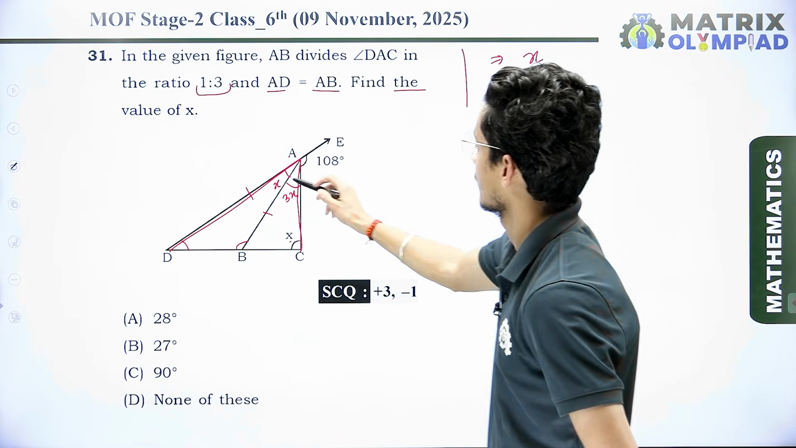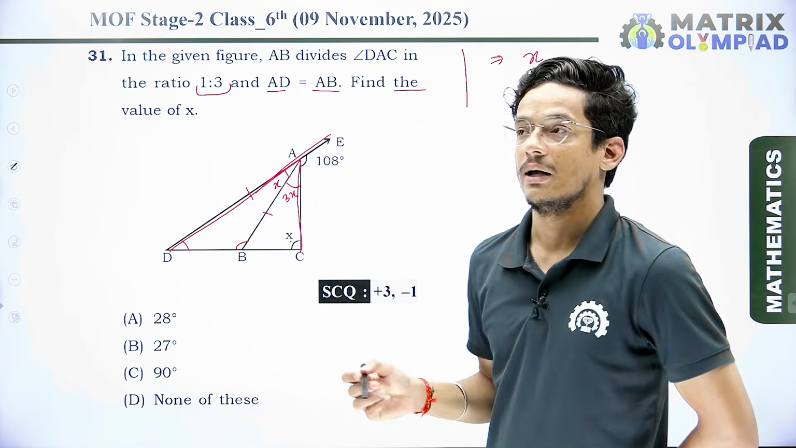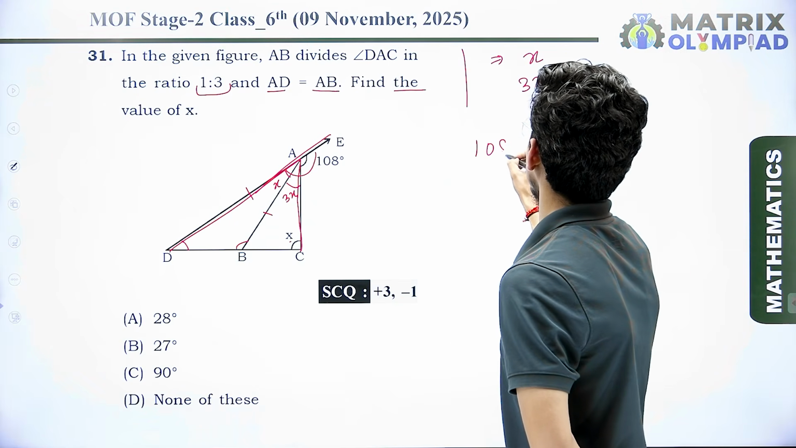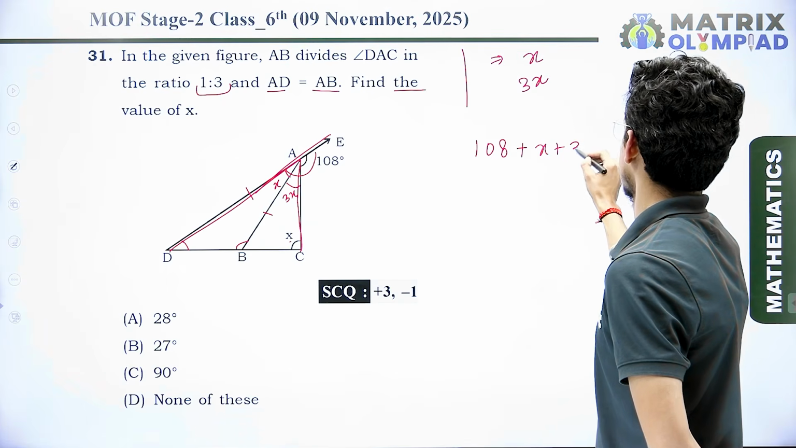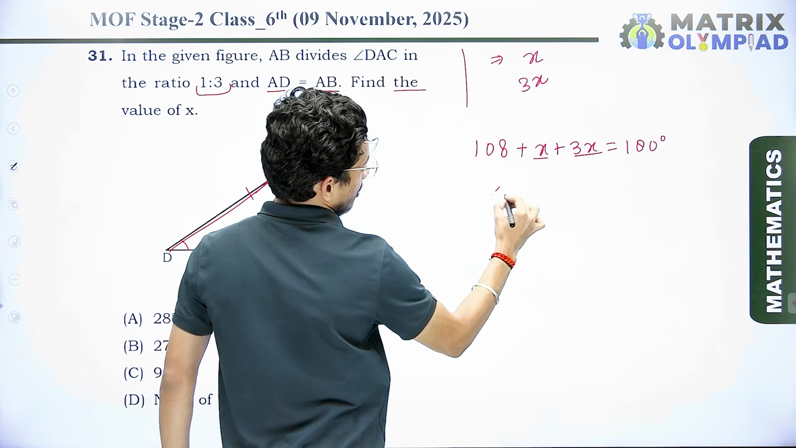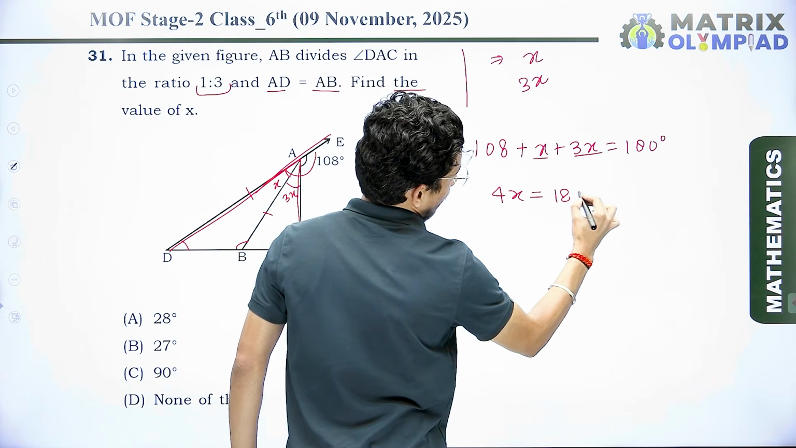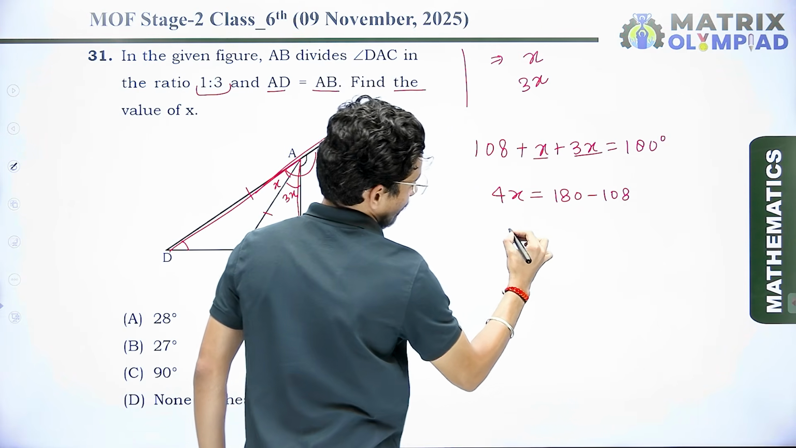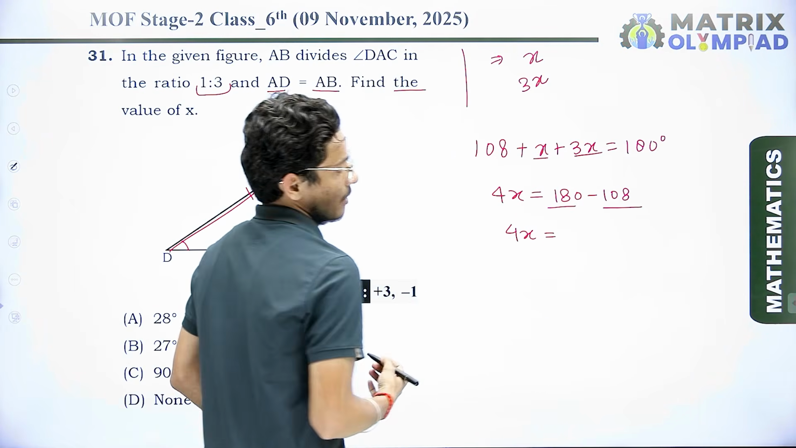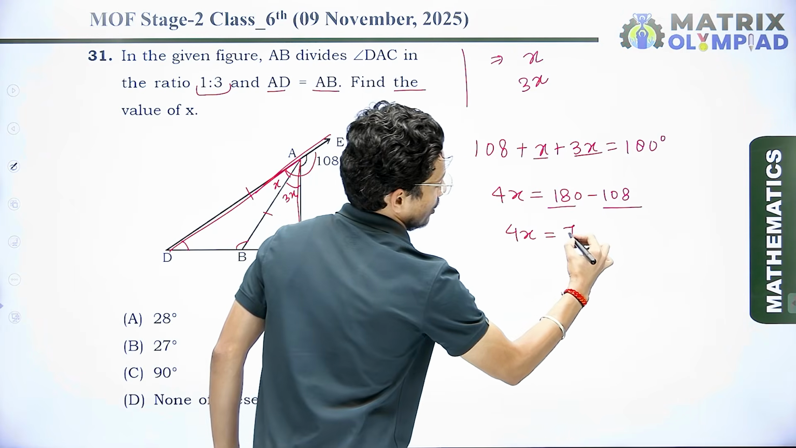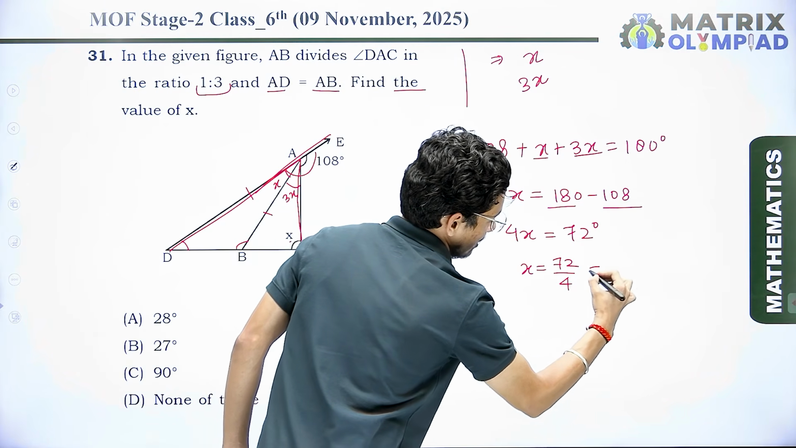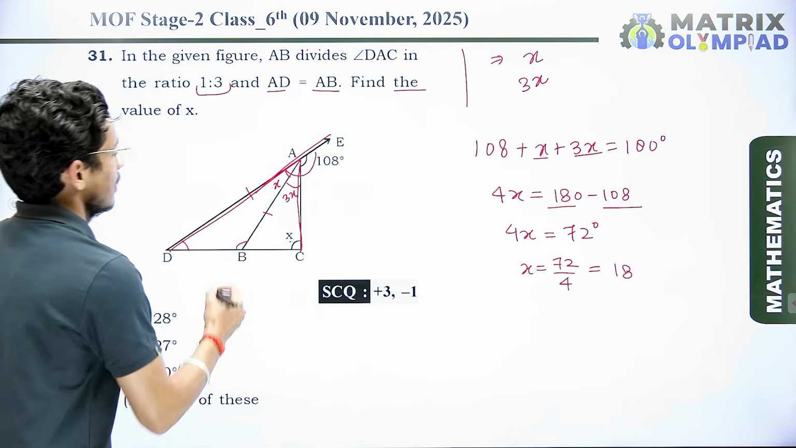Now we can say here we have a straight line and the sum of angles is 180 degrees. So on a straight line, I can write here 108 plus x plus 3x is equal to 180 degrees. So we know x plus 3x, which is 4x, is equal to 180 minus 108. So here we can say that the value of 4x is equal to 180 minus 108, so 72. So now the value of x is equal to 72 upon 4, that is 18. So here we can say that the value of x is 18.